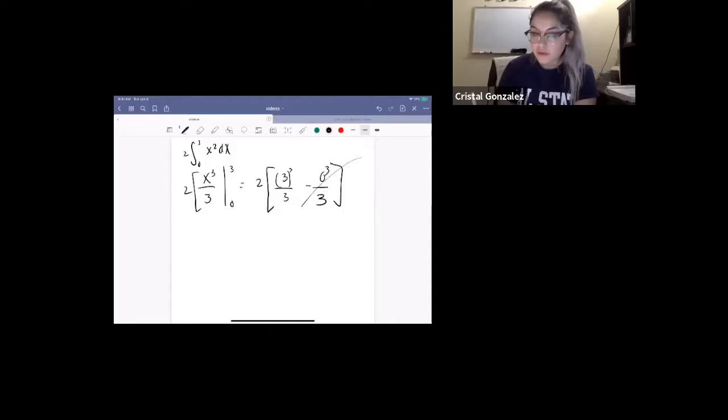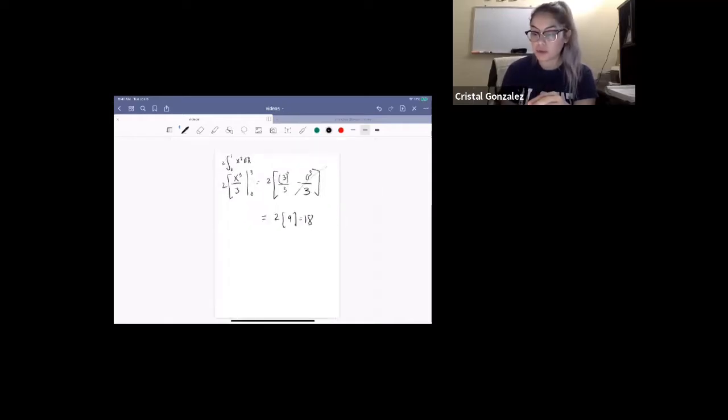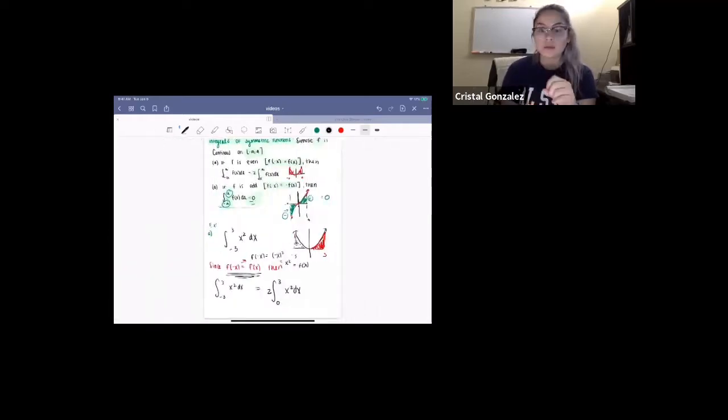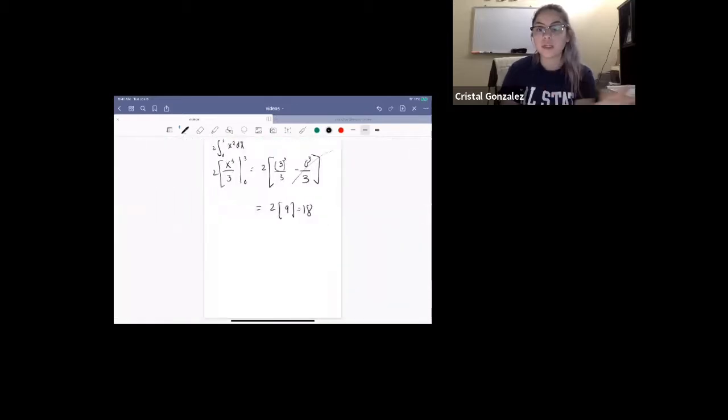And now if we evaluate this, we'll just get 2 times 9, which is equal to 18. And so that's the area between both of these curves. Okay? So very nice property. And so now let's do one for the odd functions so that you can see.